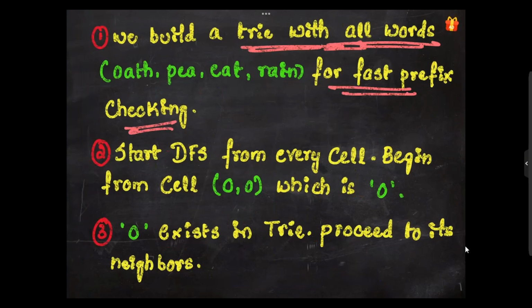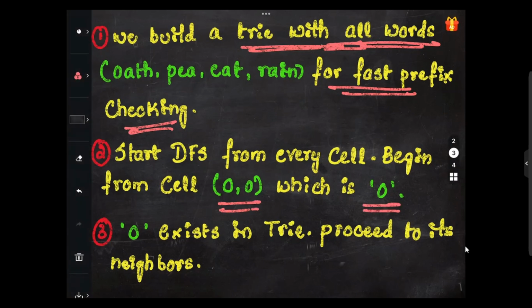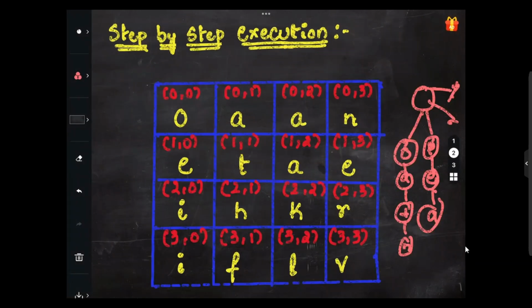So we will start DFS from every cell. We will begin from the cell 0,0, which is O, which means it starts with O. Now we will start the DFS from O, right? After visiting this cell, we will mark this cell as visited, right? So we have found O. Next we have to check for A.